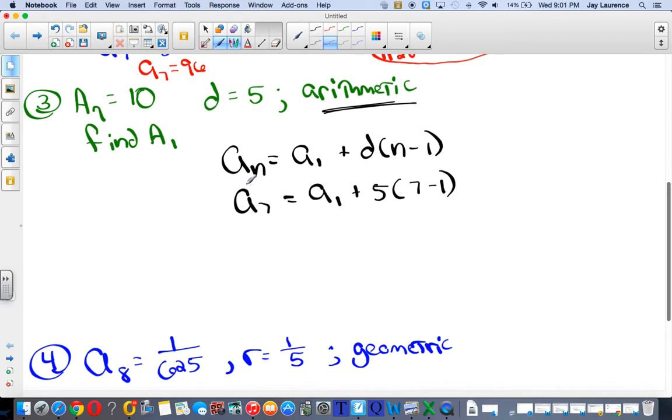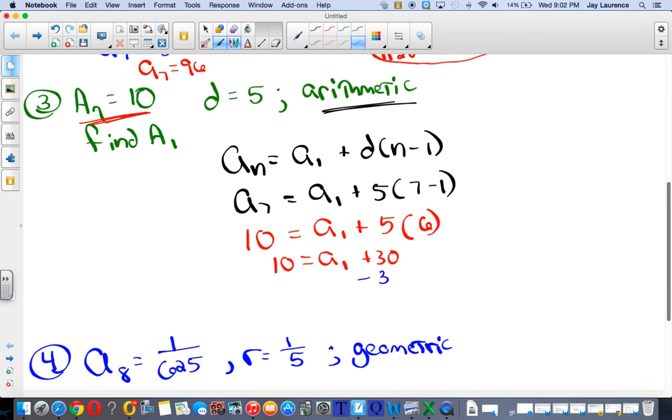Now, I can actually fill in one more thing because a sub 7, I'm told, is 10. So this is really 10 equals a sub 1 plus 5 times 6. So 10 equals a sub 1 plus 30. And I will solve for a sub 1 by subtracting 30 from both sides. All right, so negative 20 equals a sub 1, and there you go. Pretty easy.